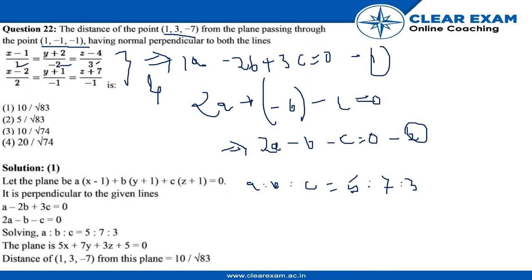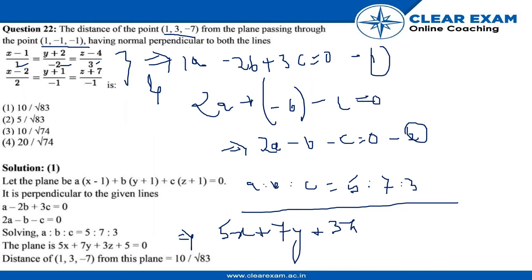Now we are simply going to substitute these in the equation of the plane, and the equation of the plane would be ax plus by plus cz plus some constant equal to 0. Now let's put these in this. That is 5x plus 7y plus 3z. 5x plus 7y plus 3z plus 5 equal to 0.